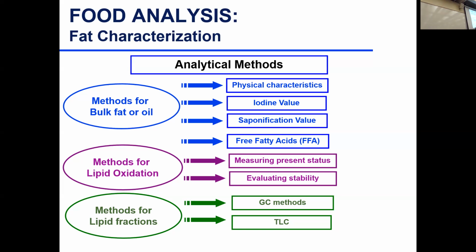And then we have methods to measure oxidation. Methods to measure the present state, that means here's the oil, let's determine how much it's oxidized at this moment. Or evaluating stability, so that's for the shelf life, oxidative stability or hydrolytic rancidity over time. So we're going to talk here specifically about oxidative rancidity and evaluating the current state and shelf life.